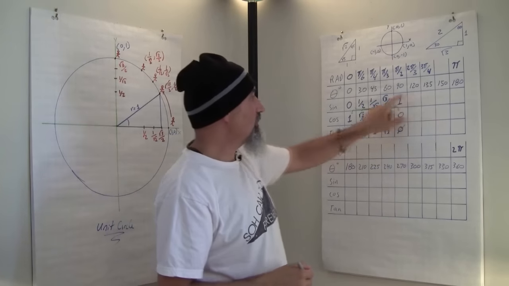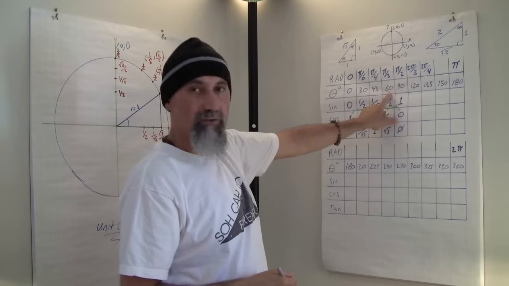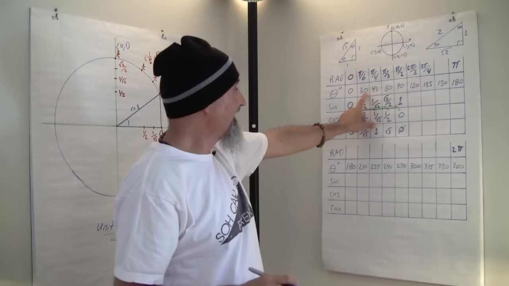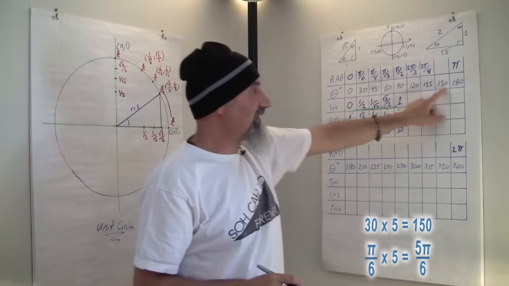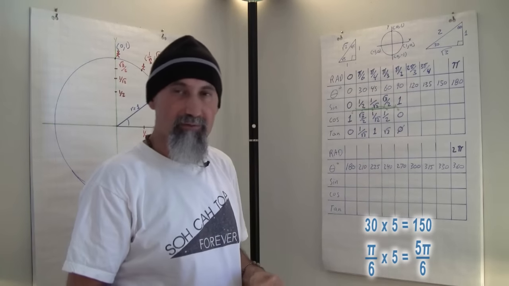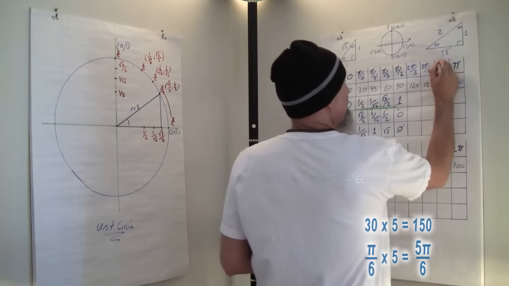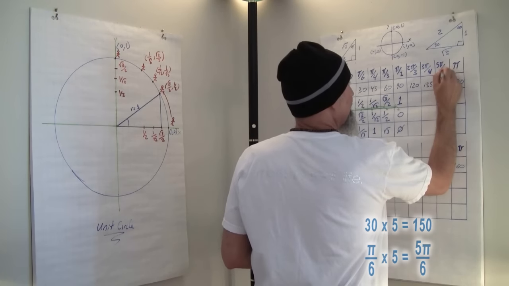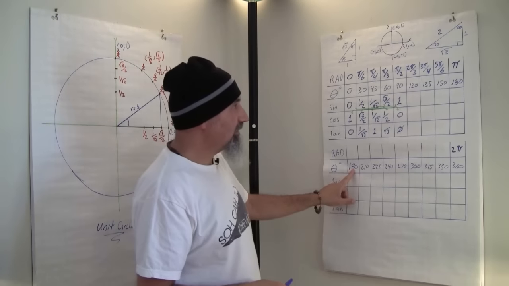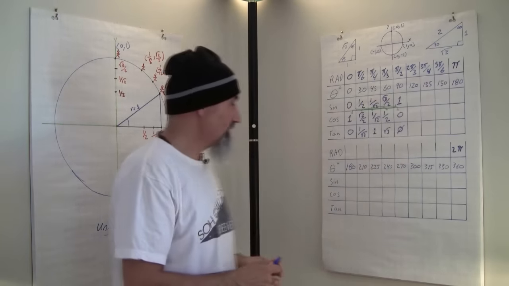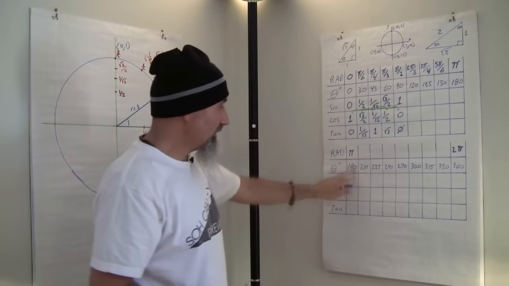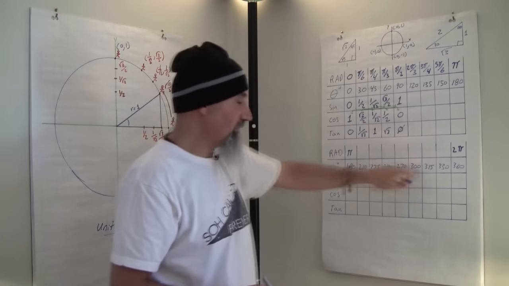150 degrees, the only number I can use from the 30, 45, 60 to get to 150 directly with one multiplication, one integer, right, is 30 degrees. So 30 times 5 gives me 150. So I'm going to multiply pi over 6 by 5, which is 5 pi over 6, right? Okay. Now, 180, we already know what it is in radians, right? So that's just pi. Okay. So this column is just going to be everything the same as this column.